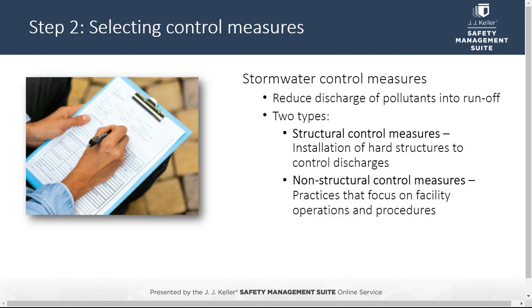Non-structural control measures use practices that focus on facility operations and procedures. So examples of non-structural measures include employee trainings and the posting of signs that raise staff awareness to best management practices in place to control stormwater pollutants. The control measures implemented at each site should be based on the sources and pollutants identified during your assessment in Step 1.